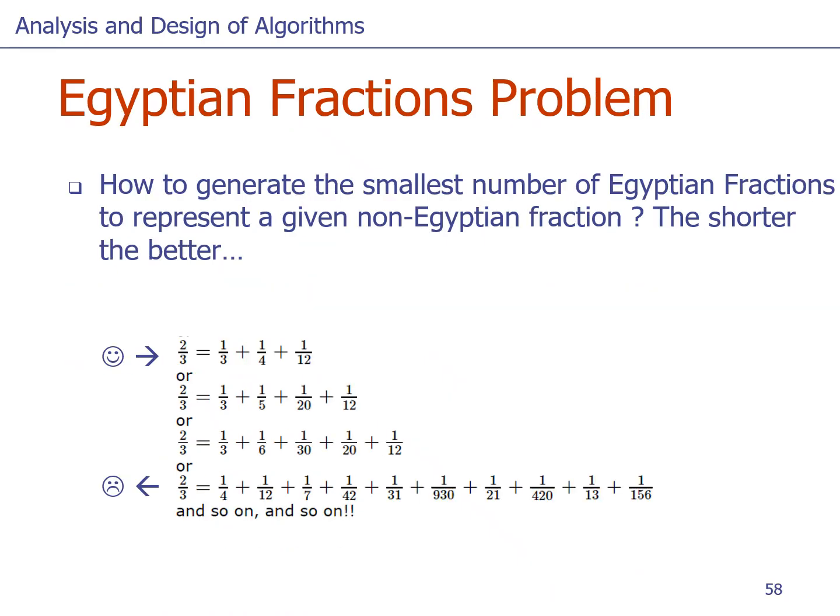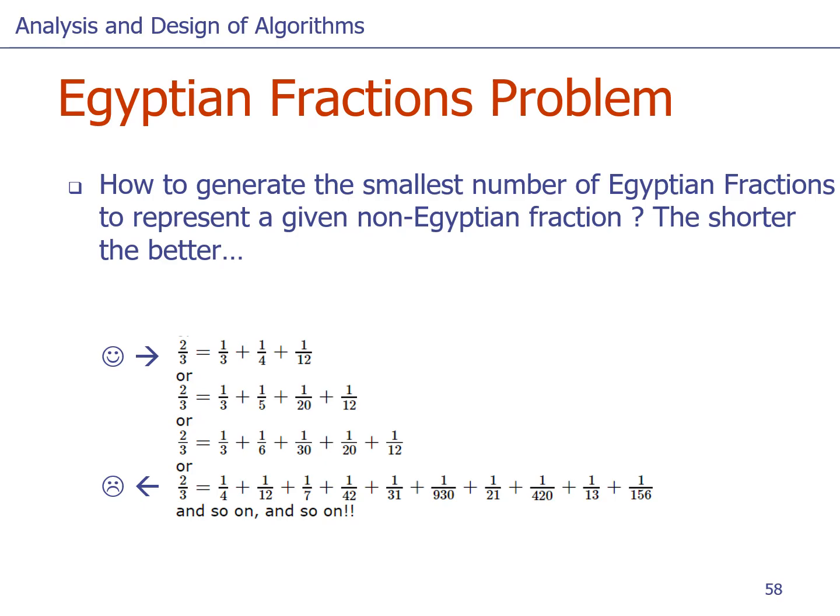Now the Egyptian fractions problem goes like this. Given any fraction, how can we generate a sequence of fractions that follow the Egyptian fraction rule, which is that the numerator is always 1 and no fraction appears more than once, and at the same time the number of fractions we're using is as small as possible.